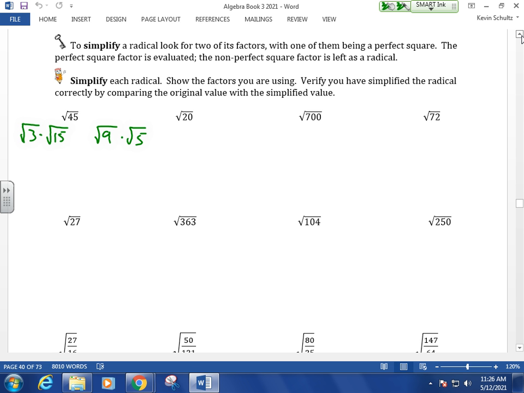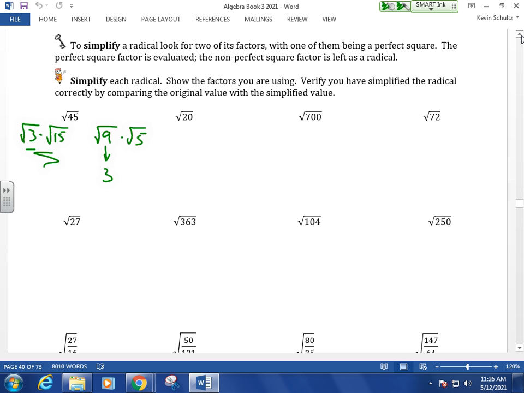But I want the factor pair that has a perfect square. So which one am I using? Brent? Root 9 times root 5. And the reason why I want that perfect square factor is I really can't do anything more with the 3 and the 15. They're both non-perfect squares. I suppose I could write root 15 as root 3 times root 5, but I really can't go any further. But with that perfect square 9, I know the value of root 9 is 3.